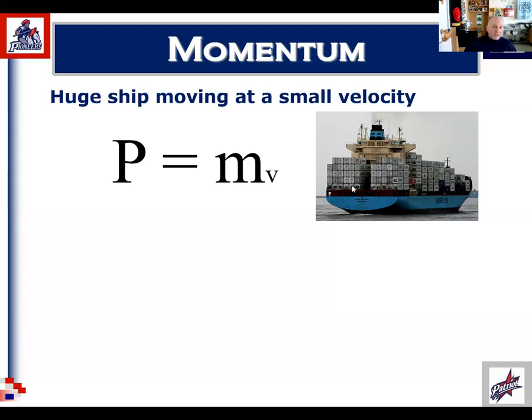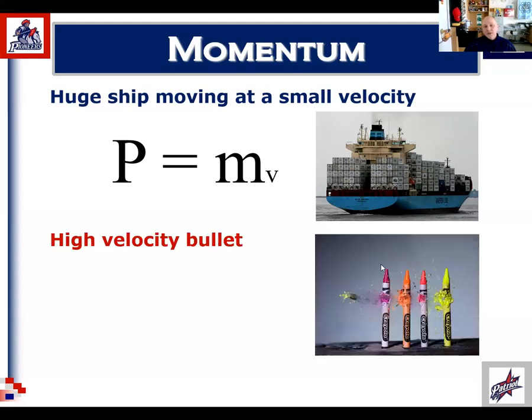And it probably takes a very long time to slow it down. And so it has a lot of momentum. The other thing that could, this was a really cool video that got taken down years ago. They did a high speed frame of a bullet going through some crayons. So you see the picture, but the bullet is really tiny, very small mass, but a very high velocity, that has a lot of momentum also, right?